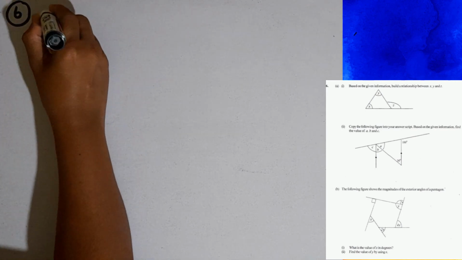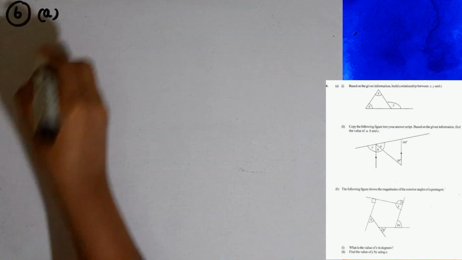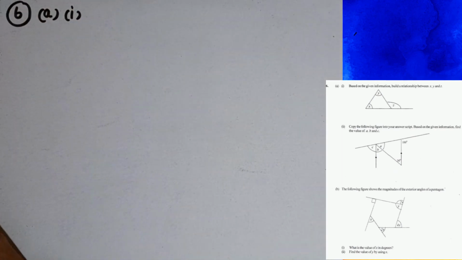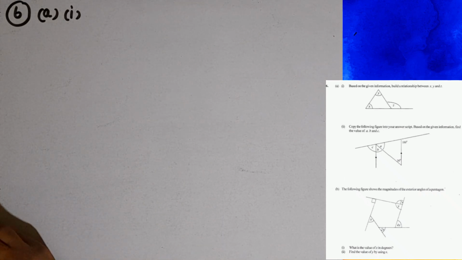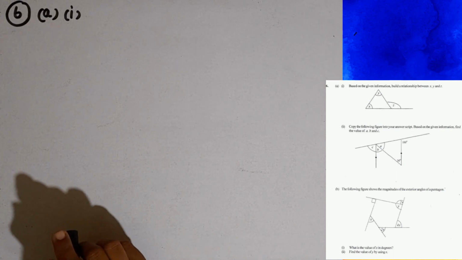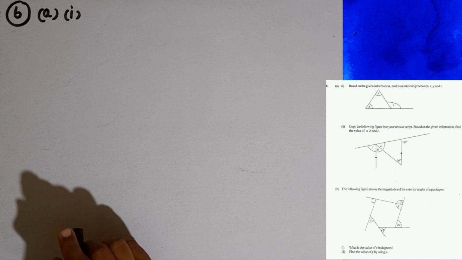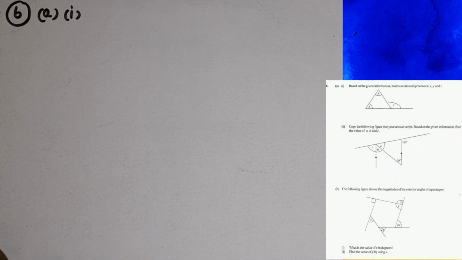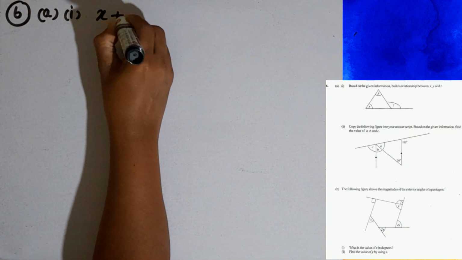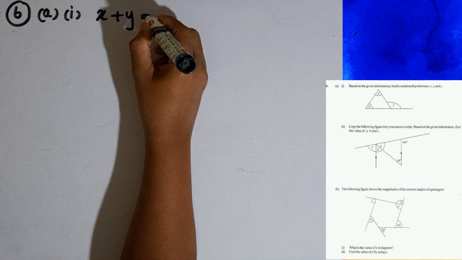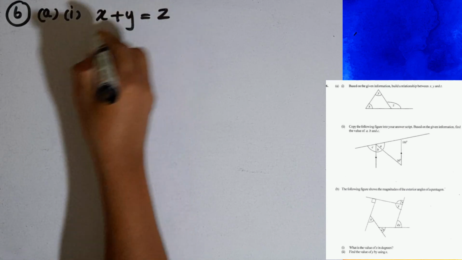Question number 6, A part. First question. Based on the given information, build a relationship between x, y and z. Here x, y are interior angles of the triangle, then z is the exterior angle. So we know the theorem: the exterior angle is equal to the sum of the interior opposite angles. So we can write x plus y equal to z. That is the relationship that we can build up here.